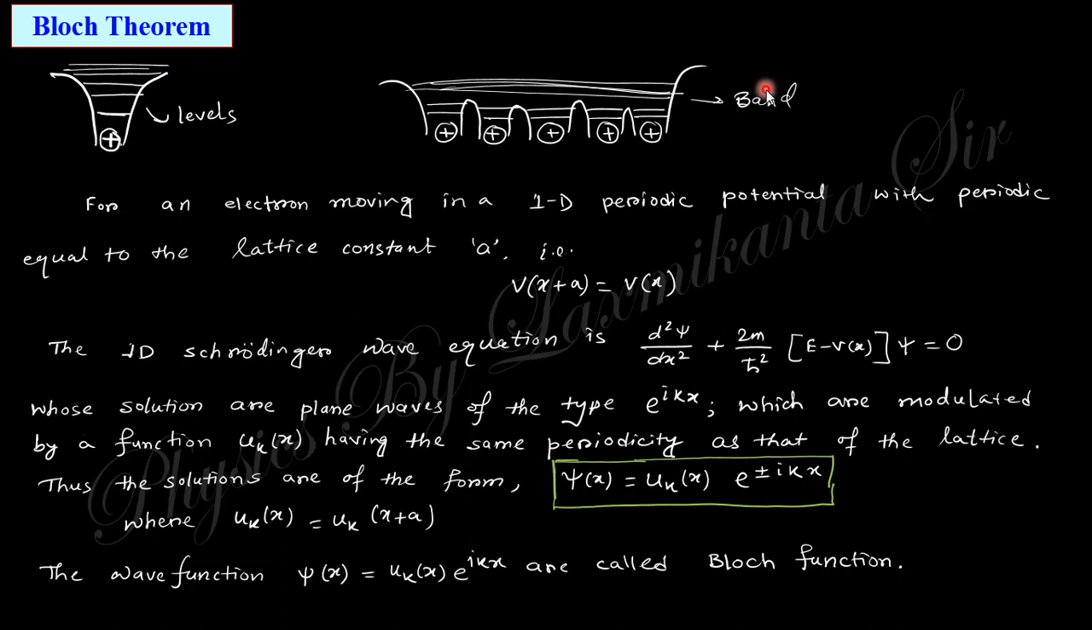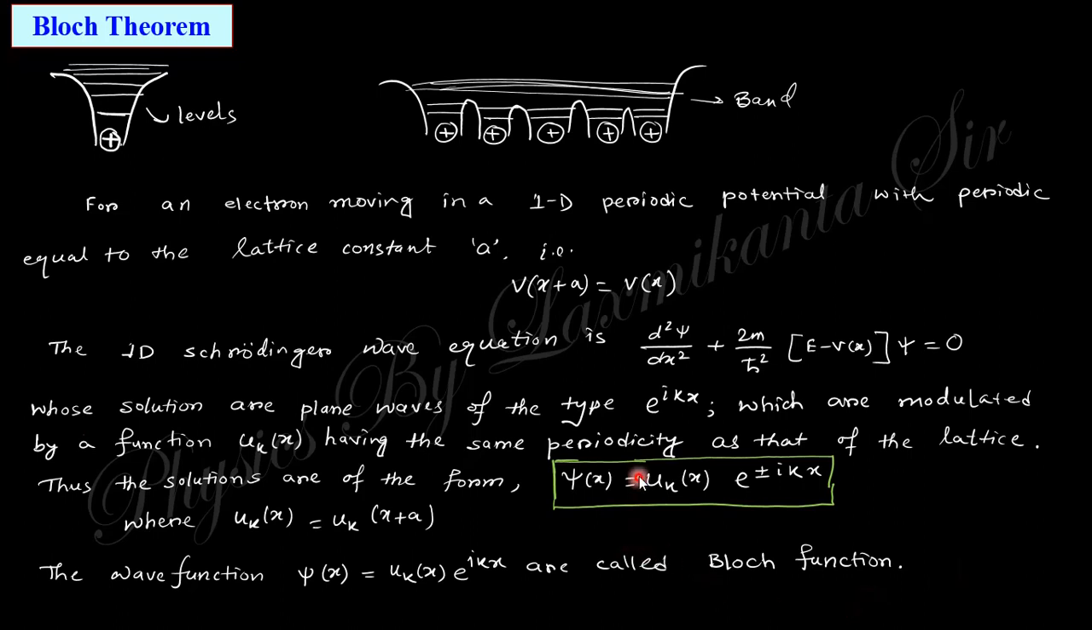So the potential is periodic. That means after a certain distance, the potential repeats itself. So V of x plus a, where a is the length of periodicity. That means after length a, this potential will be the same as at point x. So the one dimensional Schrodinger wave equation, you know, this is the one dimensional Schrodinger wave equation, and its solution can be taken as this one, and this function is also a periodic function. This is known as the Bloch function. So this is actually the Bloch theorem.